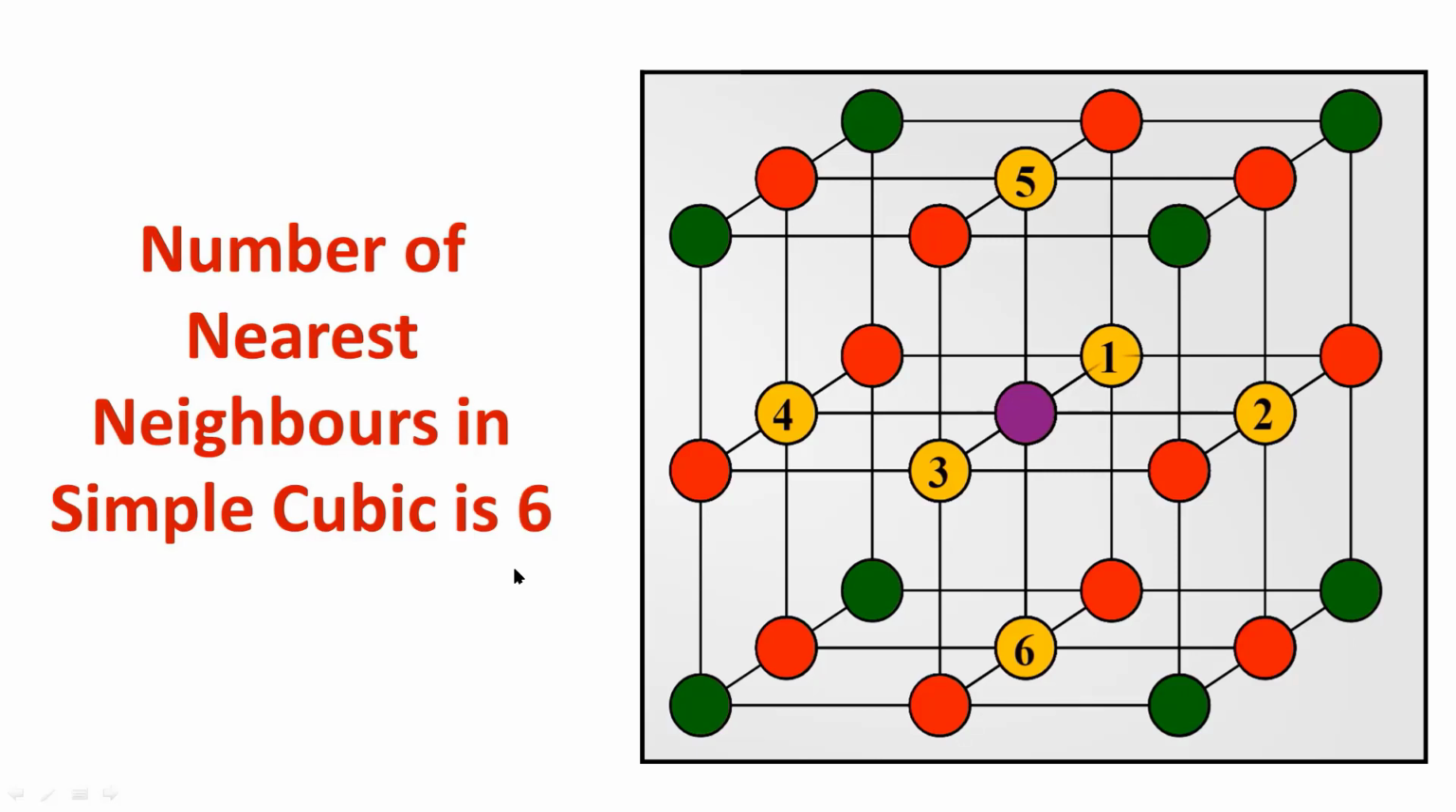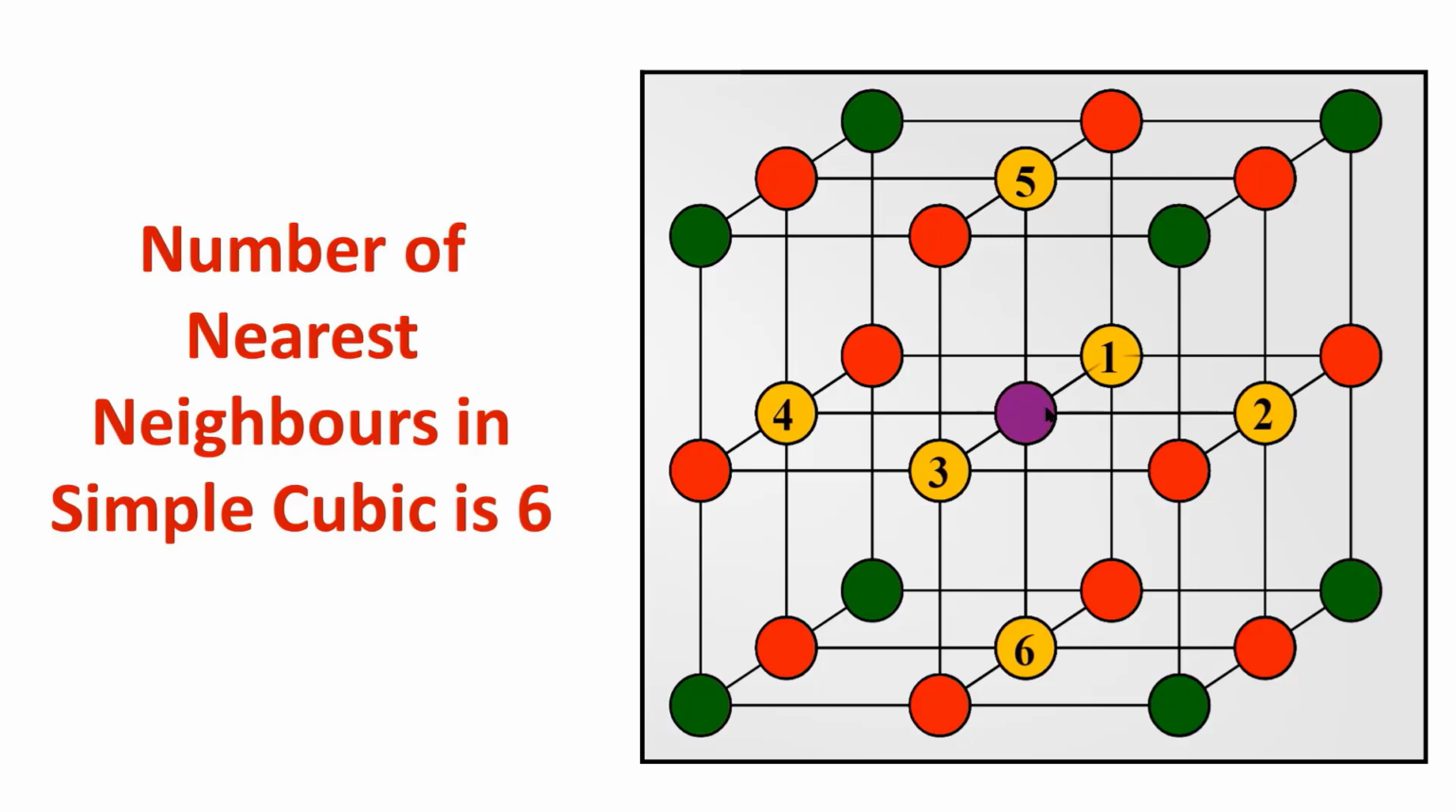In case of simple cubic it is 6. Here if you see the diagram, there are several simple cubic crystals connected to each other. If we focus on one, that is the purple one, we find that this is nearest, this is nearest, this is nearest and this is nearest, and the above one is nearest and the below one is nearest. Because the simple cubic has 6 faces, it will have 6 nearest neighboring atoms.